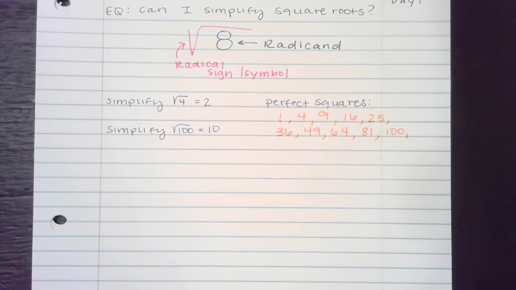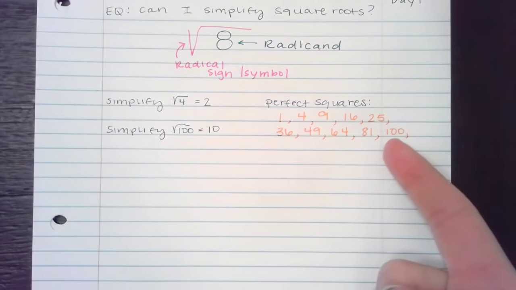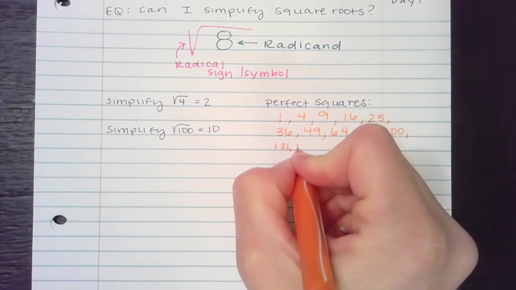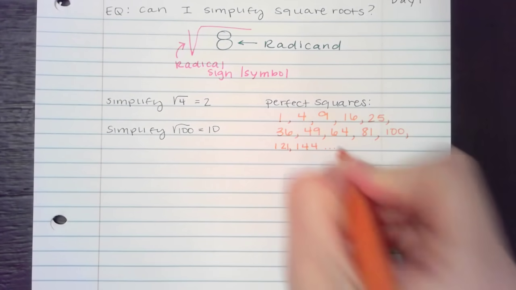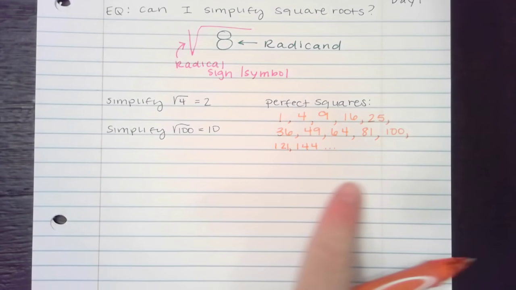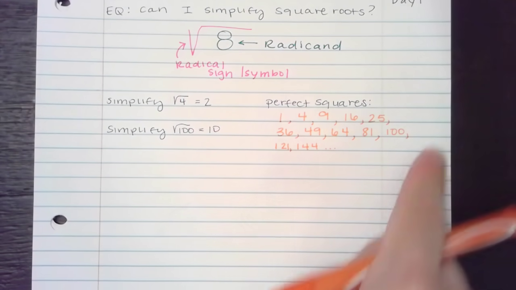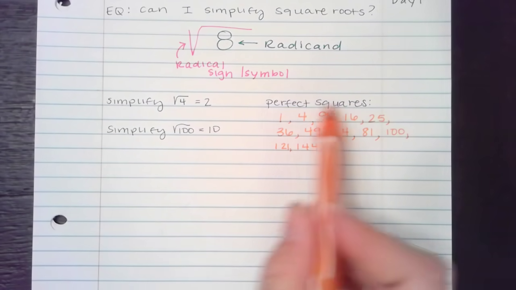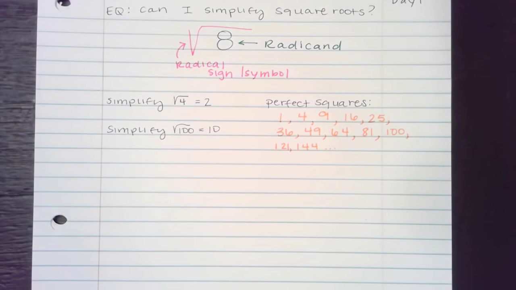That was a hard thing to say. 100, 121, 144. And there are more, but we're going to stop there because we really only ever need to go to 12. So those are perfect squares, and we're going to be looking for perfect squares, and I'll tell you what that means soon. But we're going to be looking for perfect squares within other numbers.